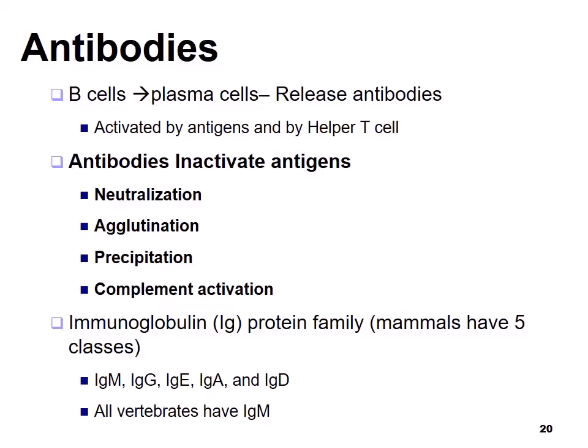And then as far as antibodies go, you may have heard of immunoglobulin or the Ig protein family. Mammals have 5: IgM, IgG, IgE, IgA, and IgD. All vertebrates have IgM, and they have different roles, but we're going to keep going because we're just summarizing things here. So don't worry about remembering IgM, IgG, IgE, IgA, IgD. But if you take microbiology, I think you'll go over that in more detail there.